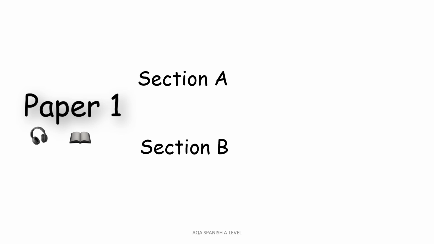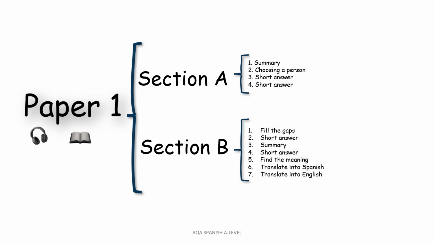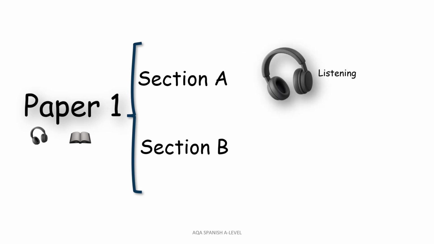Paper 1 is split into two sections, Section A and Section B. We will go over the details in a moment, but for now, Section A has 4 questions and Section B has 7. Section A focuses on listening and understanding what's being said, while Section B is all about reading and comprehension. It's called listening, reading and writing because naturally you will be writing your answers, but that's not really what this paper is all about.